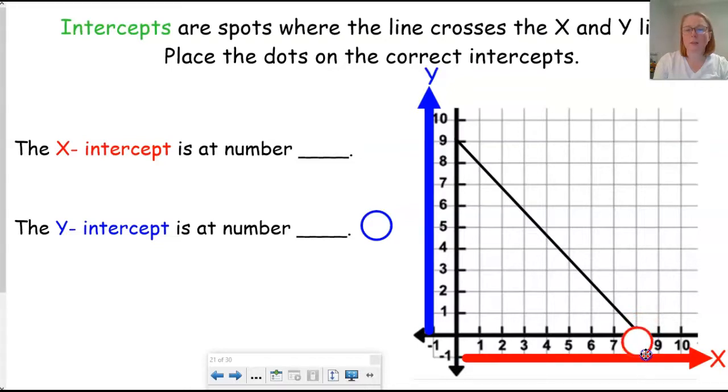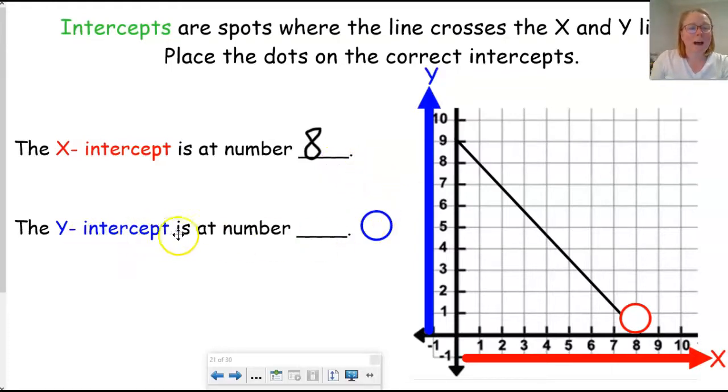Uh-oh, it looks like my little dot is not see-through. So I'm going to move it over top and I'll have to fix that. It looks like we are at the number 8. So it crosses at the number 8. Now let's see if the other one works a little bit better.